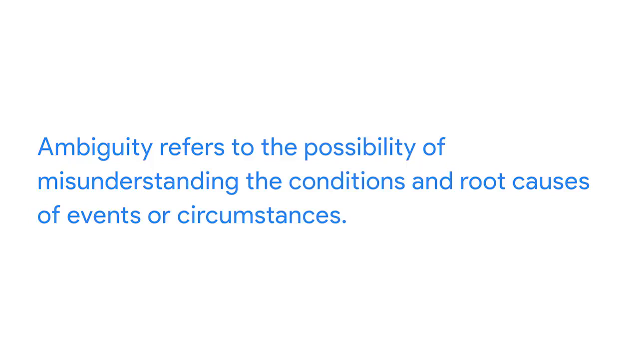Ambiguity refers to the possibility of misunderstanding the conditions and root causes of events or circumstances. A project that suffered from ambiguity would have difficulty pinpointing the causes of project delays, making it difficult to design mitigation plans to reduce the risks.